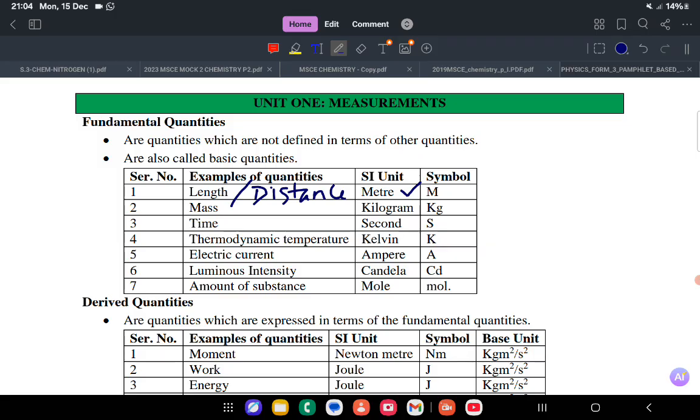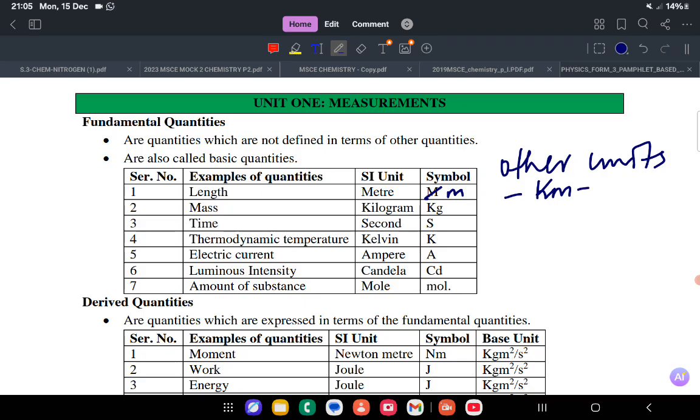The SI unit of length is the meter. The meter, okay? And the symbol for a meter is small m, not capital M. Small m is used to stand for the unit of a meter, which is the SI unit of length. Other units of length include the kilometer, where a kilometer is the same as 1,000 meters.